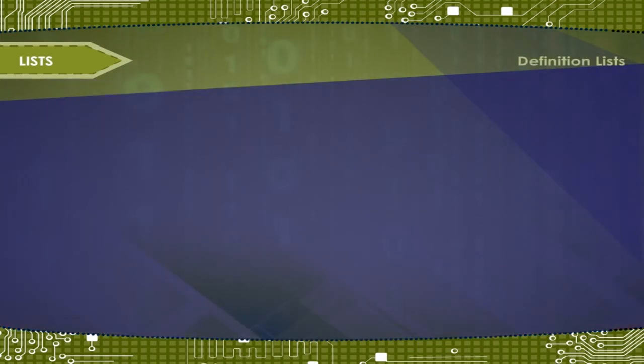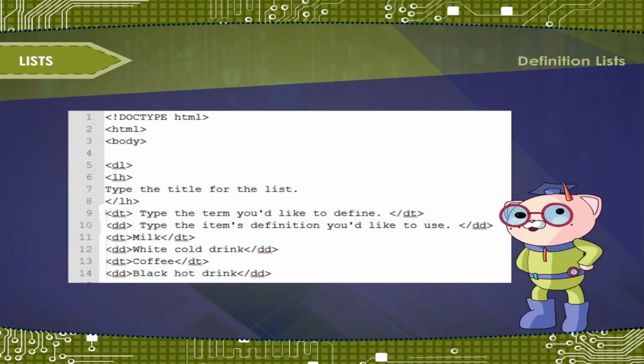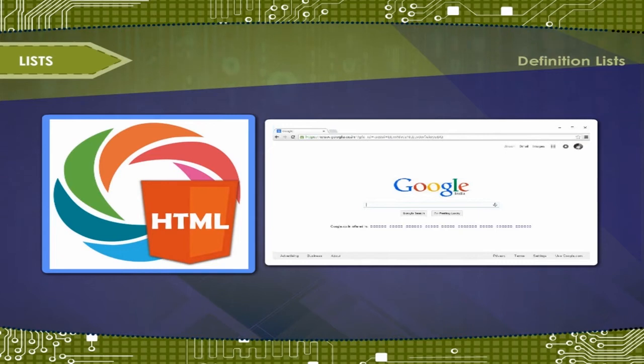Definition lists. A definition list, coded as the DL tag, usually consists of alternating a definition term, coded as DT, and a definition description, coded as DD. Web browsers generally format the definition on a new line and indent it.